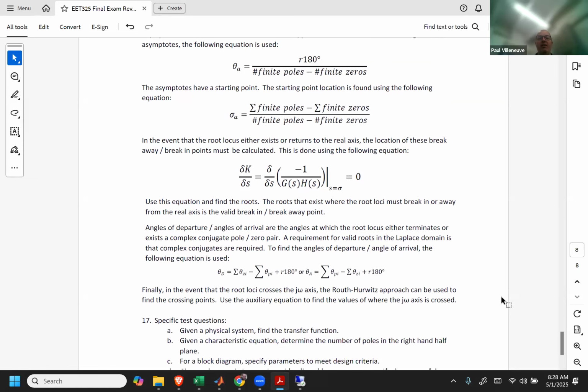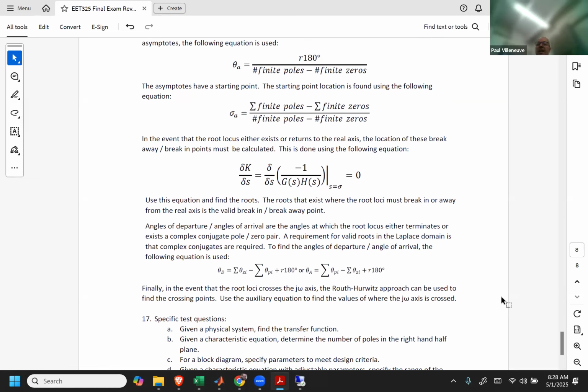And if you're trying to figure out any break-in or breakaway points from the real axis, then you have to take the partial derivative of this equation here. Set that equal to S. But again, you don't have to calculate this or this or this. Why? Because I have the same number of finite poles and zeros. I have no asymptotes. So I wouldn't do these two if the number of poles equals the number of zeros. See if I can write that better.